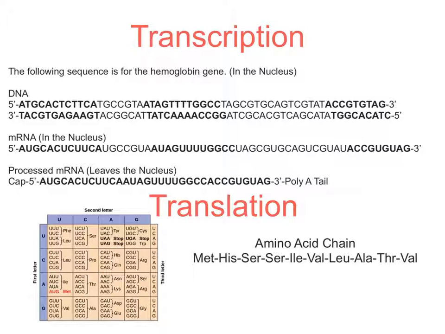So this is the amino acid chain you should have gotten. Always remember that the stop codon, in this case UAG, doesn't actually code for an amino acid, it just codes to stop. So if you got this amino acid chain, if you understood this all, you should be good to go for all the homework and for the test.